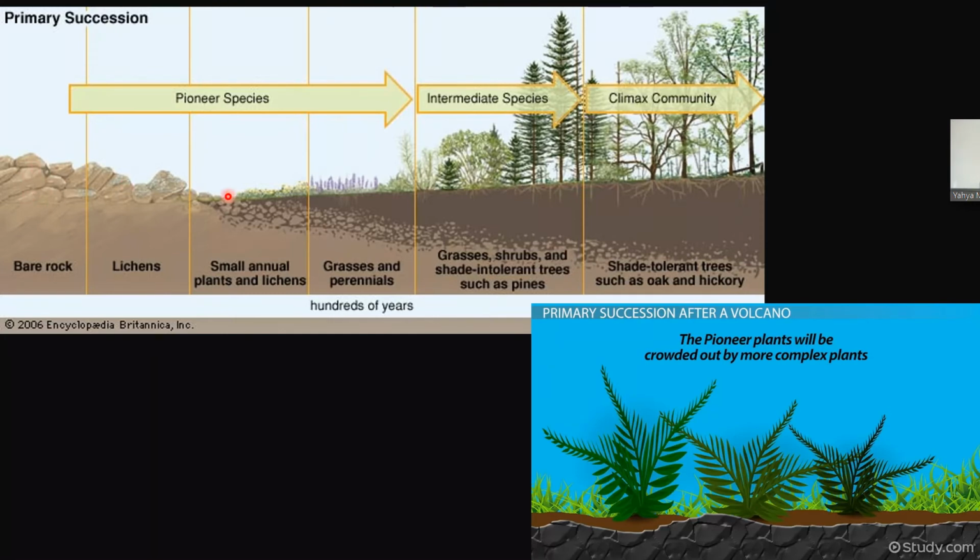This process obviously takes a long period of time. If you have nothing but rocks and you want to turn it into this, you first have to break things down slowly. The first plants are called pioneer plants. A pioneer is a person who goes to an area for the first time. So different pioneer plants break things down, and then more complex, larger plants can start to grow.